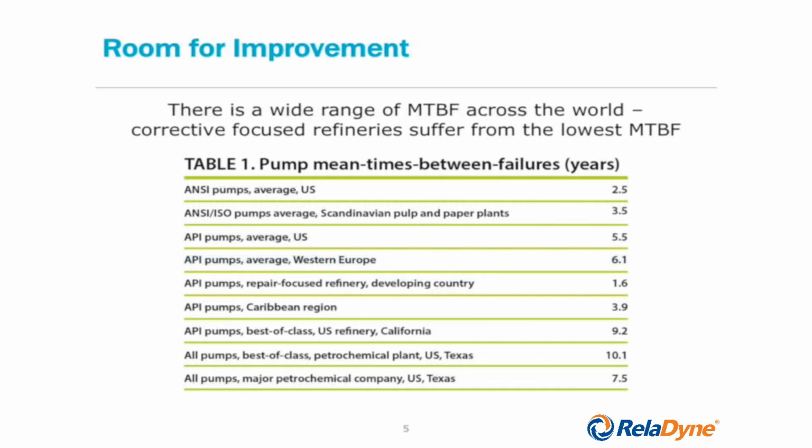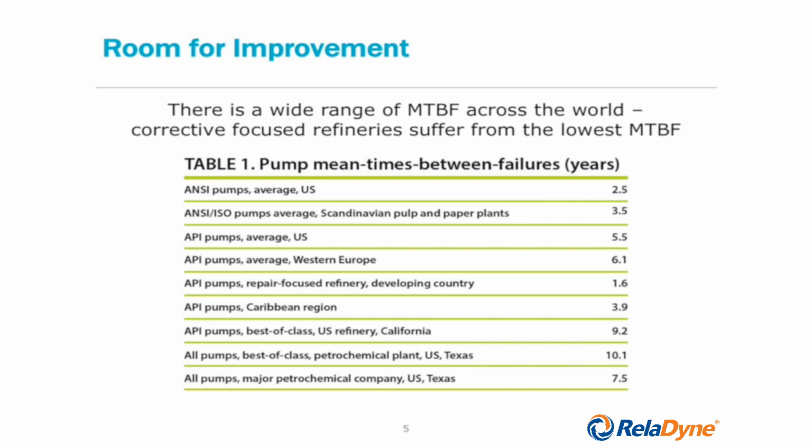There's room for improvement. I'd like to point out that the statistics available in 2016 show that ANSI pumps, which stands for the American National Standards Institute, pumps that have been standardized in accordance with that standard, typically have a life expectancy or repair frequency of once every 2.5 years. There are ANSI and ISO pumps, International Standards Organization, which on average in Scandinavian pulp and paper plants get far more life, 3.5 years. On a percentage basis, that's 40% greater life.